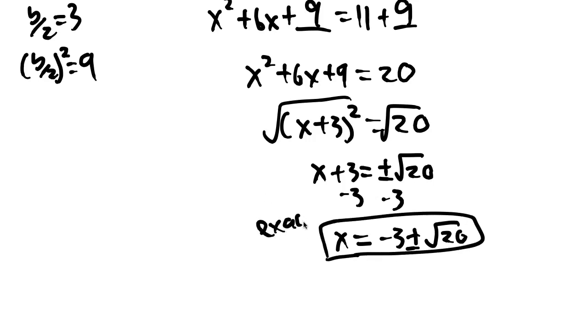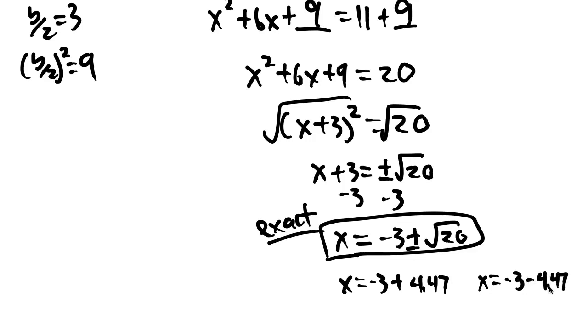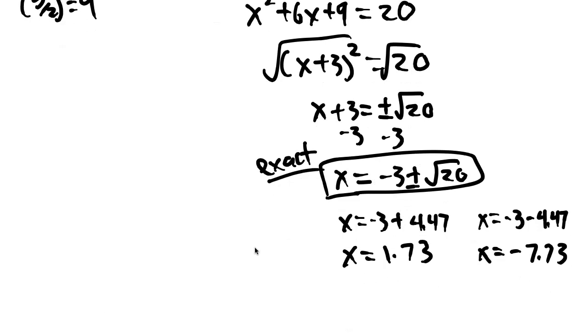Now, I didn't tell you which one to find. So let's find both. So this is the exact answer. If I want the decimal approximation though, I've got to plug that into a calculator. So I'm doing that right now. I've got the square root of 20, turns out is about 4.47. Let's do 2 decimal places. So if I do negative 3 plus 4.47, and again, you don't have to write it down, you could just calculate it, right? But I'm just showing what we would do. Negative 3 minus 4.47. So again, use your handy dandy calculators and you should get 1.73 and negative 7.73.